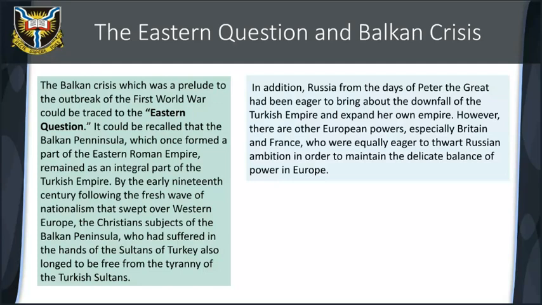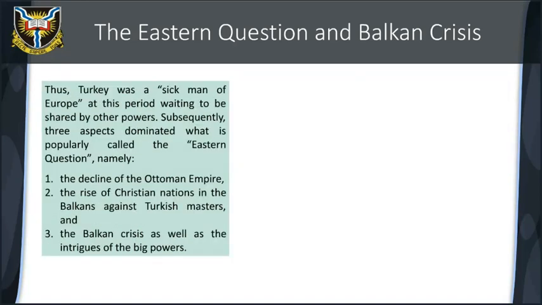In addition, Russia from the days of Peter the Great had been eager to bring about the downfall of the Turkish emperor and expand her own empire. However, there were other European powers, especially Britain and France, who were equally eager to thwart Russian ambition in order to maintain the delicate balance of power in Europe. Thus, Turkey was the sick man of Europe at this period, waiting to be shared by other powers.